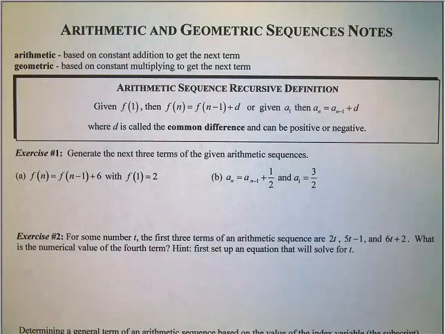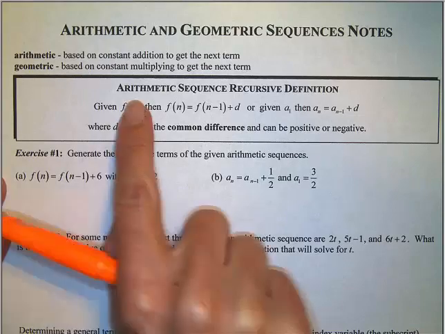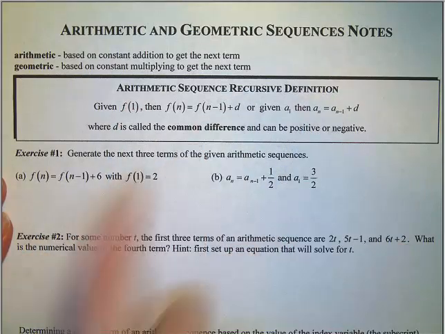Arithmetic and geometric sequences. Arithmetic is based on a constant addition to get the next term. Geometric is based on constant multiplying to get the next term. So highlight those. And we talked about already, your recursive definitions are based on the previous term.